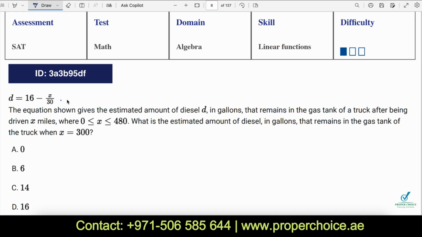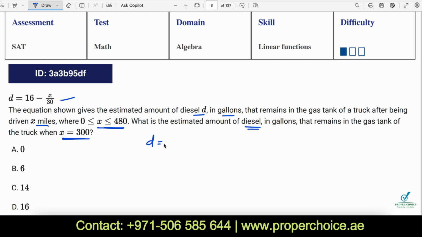The equation shown gives the estimated amount of diesel D in gallons that remains in the gas tank of the truck after being driven X miles, where X is greater than or equal to 0 and less than or equal to 480. What is the estimated amount of diesel in gallons that remains in the gas tank of the truck when X is equal to 300? So I simply need to replace X with 300 in this equation.